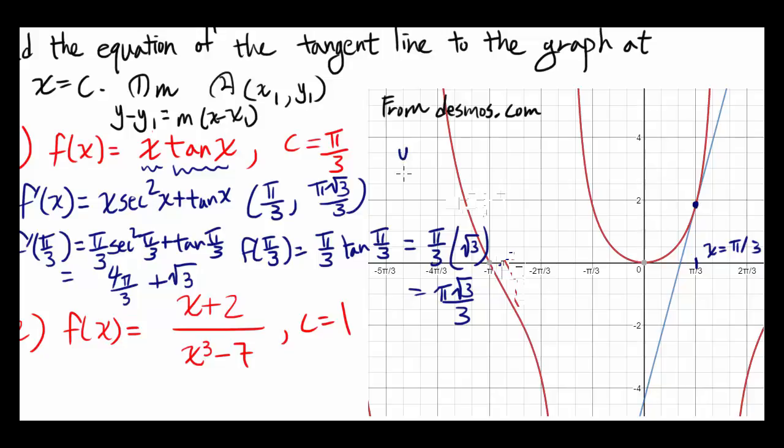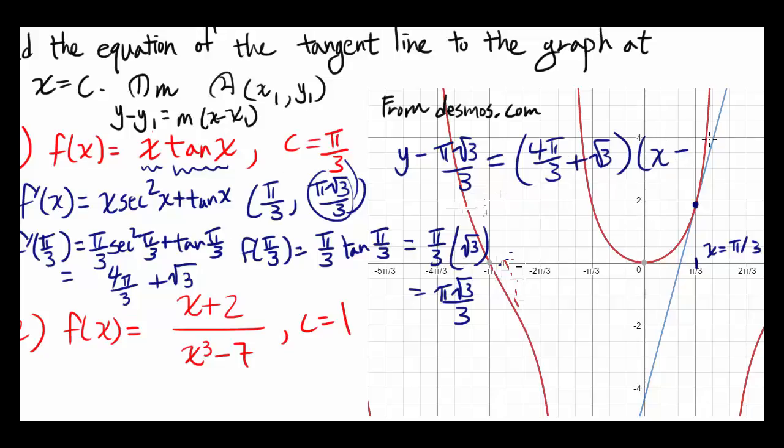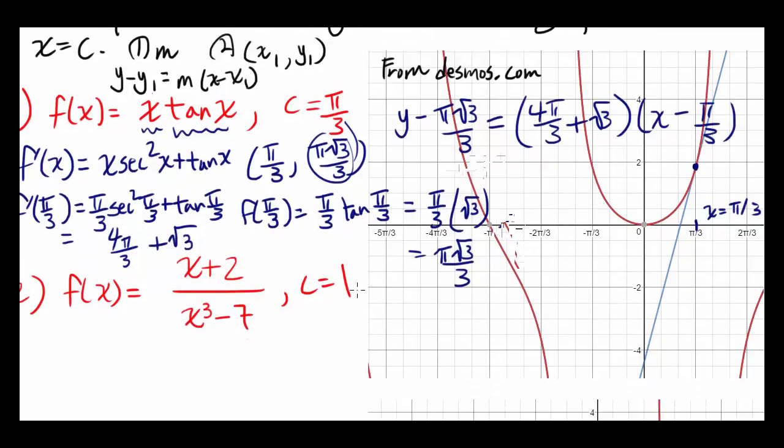Let's find it. You have y minus y1. y1 is going to be pi times square root of 3 over 3, is equal to the slope, which is pretty long, 4 pi over 3 plus square root of 3, times x minus x1. What's x1? Pi over 3. So that's going to be the equation of this blue line, pretty complex.